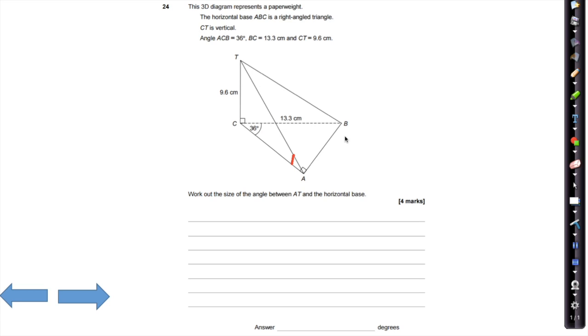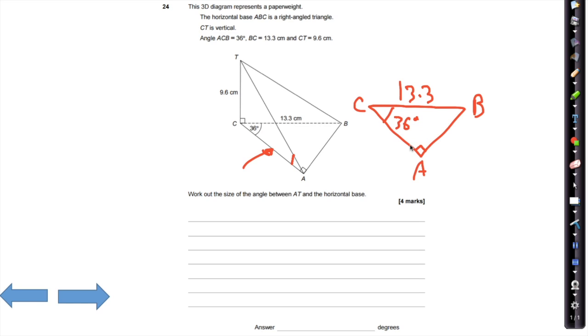So first of all, we've got to think about what we might be able to do with our right angle triangle down here at the bottom. We're given this angle here, we're given this length. If we're trying to find out this angle here, then finding out what AC is going to be useful. So visualize our triangle at the bottom, and I'm trying to re-sketch that there, so that's C, B, and A, or as it says here, ACB. We've got a right angle there, we've got 36 degrees here, and then 13.3 here.